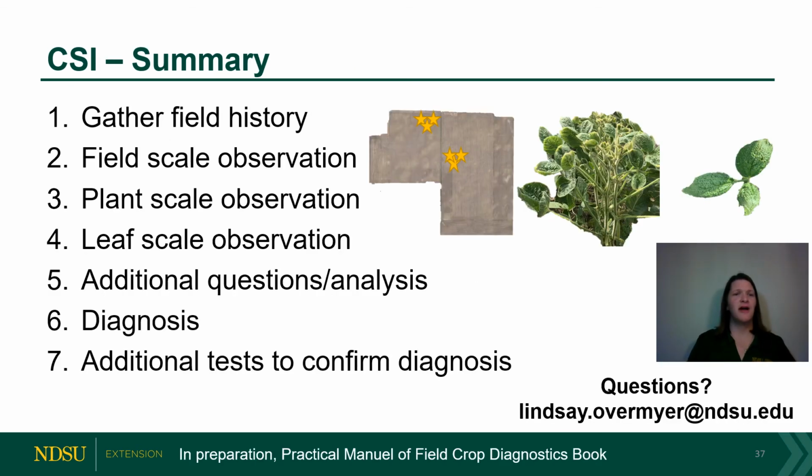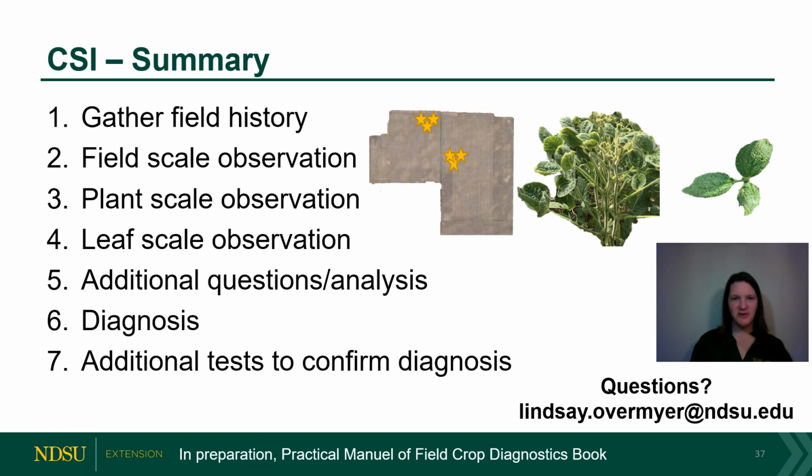So in summary of our crop scene investigation, we gathered the field history: it's a wheat, soybean, wheat rotation. For our field scale observation, it is a clumped or aggregated distribution, as we saw in both of these fields here and there. At our plant scale, the upper canopy and new growth were more affected, and we had stunted plants. Then we got down to our leaf scale, where we had these puckered, malformed leaves.